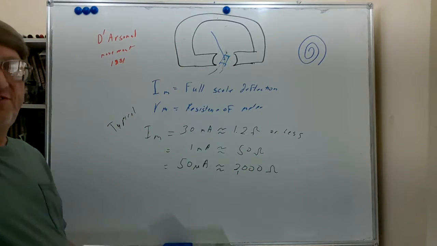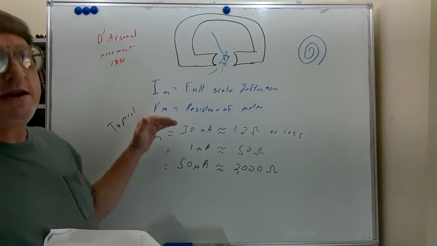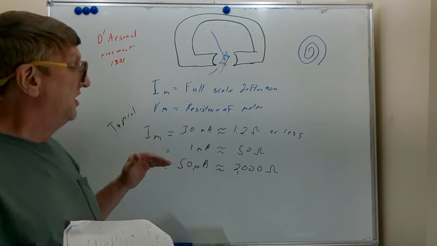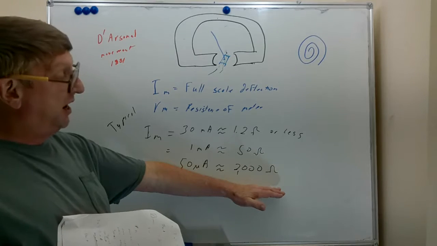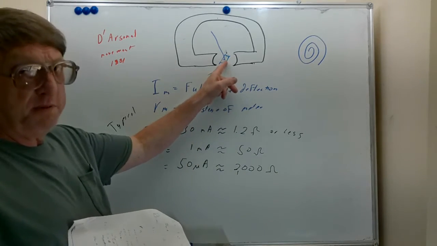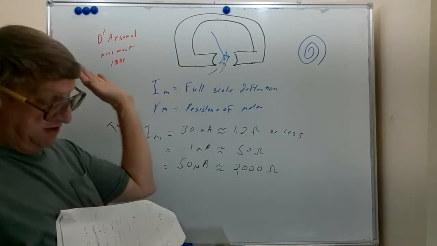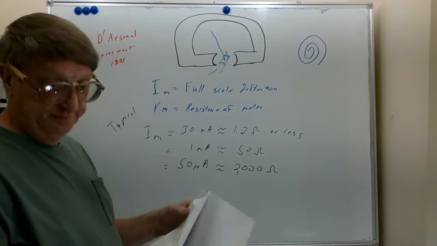So the resistance of the coil in this meter movement, as your meter becomes more and more sensitive, taking less current, ends up being a greater resistance of the meter movement itself, which is primarily because it takes more turns of wire to generate the torque to get that to do what you desire.